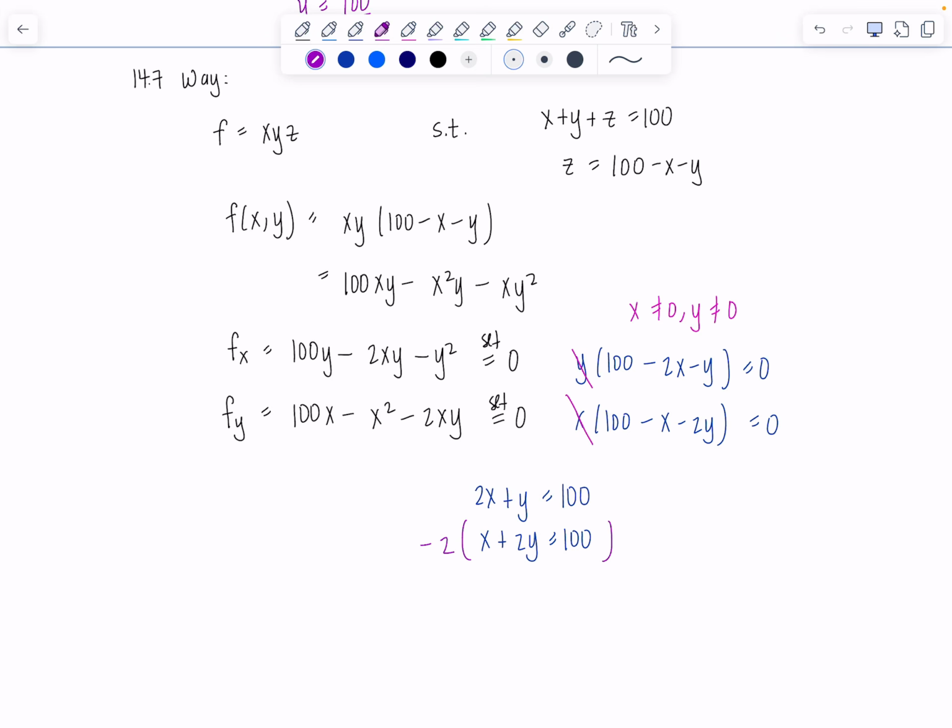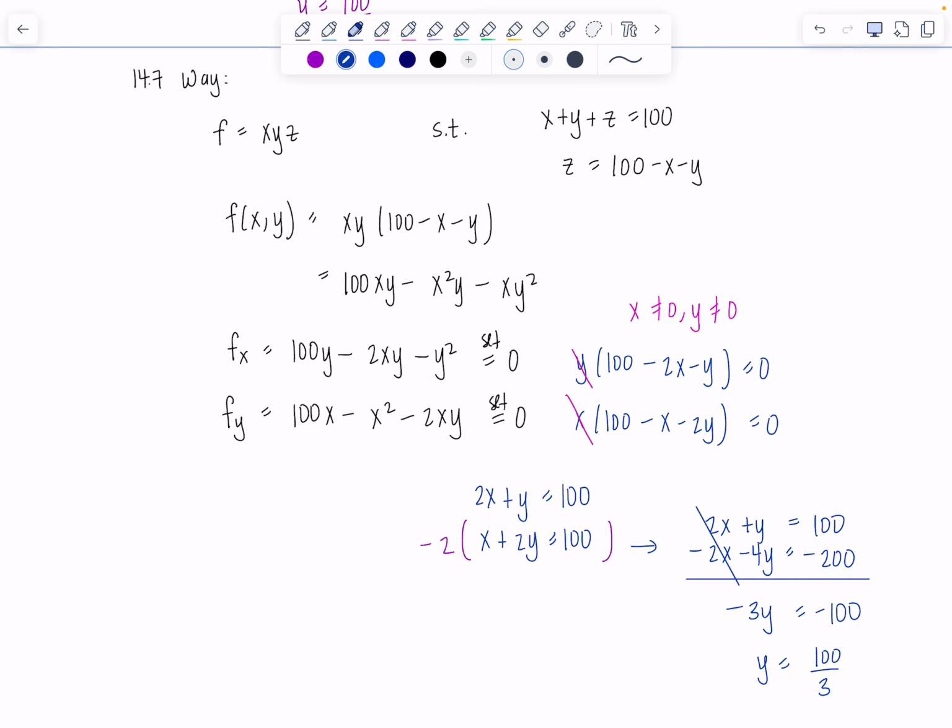Is that okay? Okay, so then it becomes -2x plus 2y minus 4y, which is -200. And then 2x plus y is 100. Goodbye. -3y is -100, so y is 100/3. Then just plug it back in and you'll get the other two.